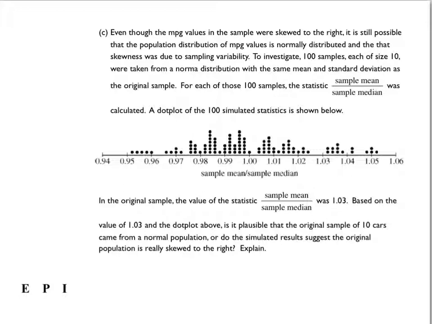Now to investigate this, they took 100 samples, each of size 10, from a normal distribution with the same mean and standard deviation as the original sample. So they made up their own distribution, and they did something similar to a StatKey type of simulation where they pulled values from this normal curve, 10 at a time, and calculated the mean divided by the median. And this is what they got right here.